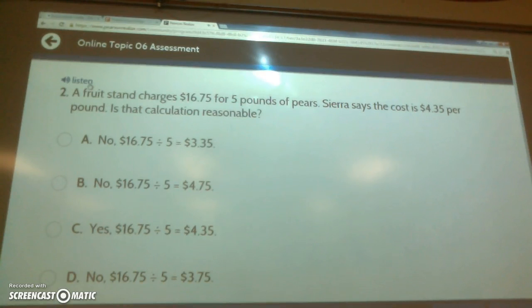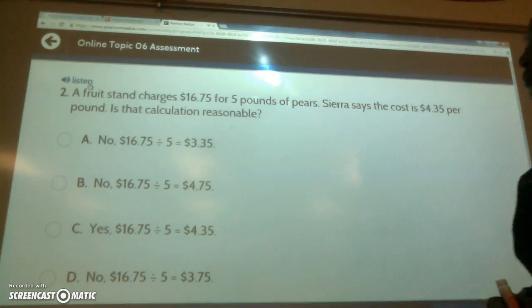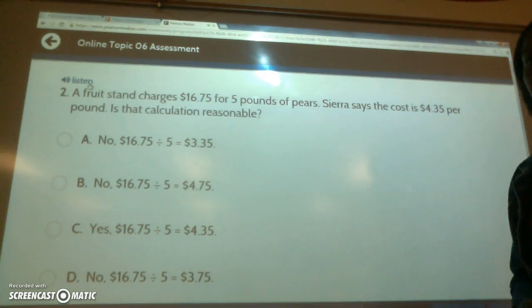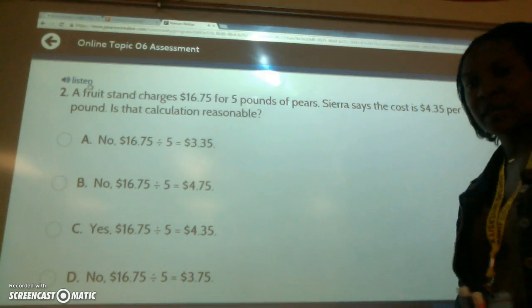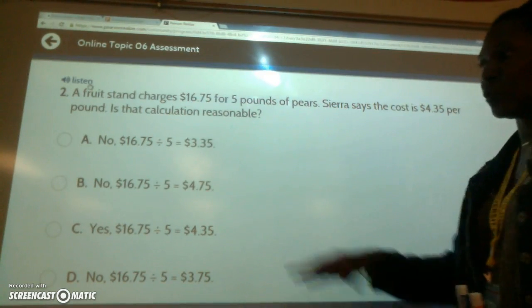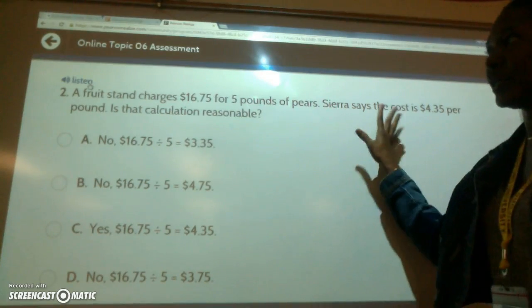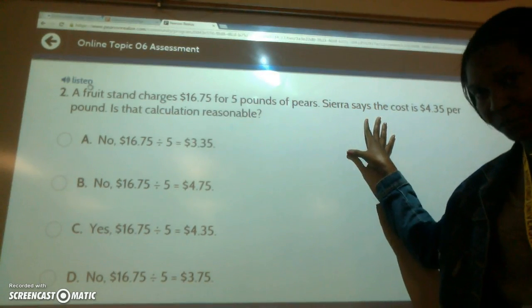A fruit stand charges $16.75 for 5 pounds of pears. Sierra says the cost is $4.35 per pound. Is that calculation reasonable? Take a minute and figure out which answer choice is correct to see if she is reasonable.